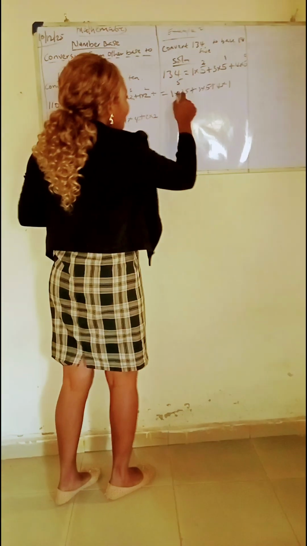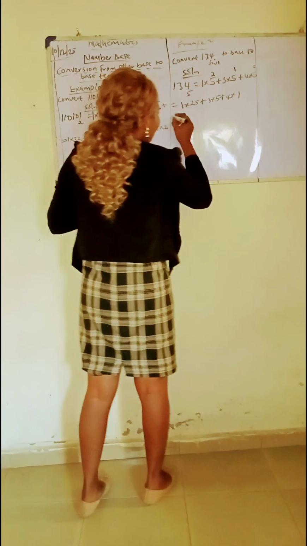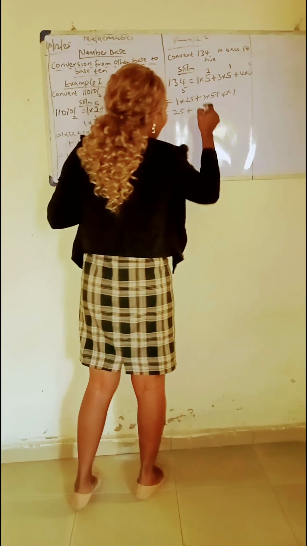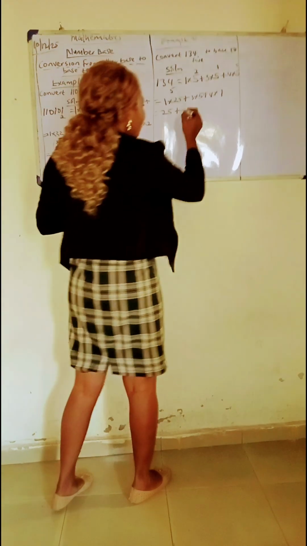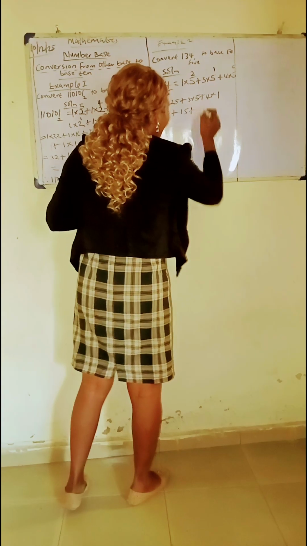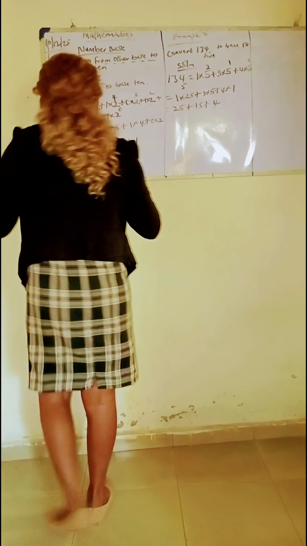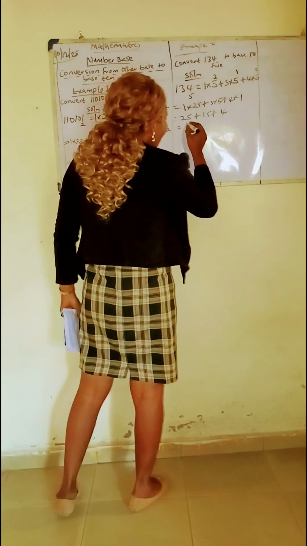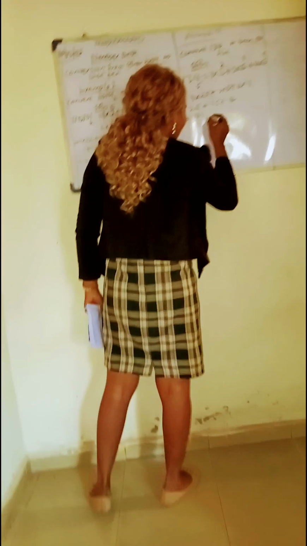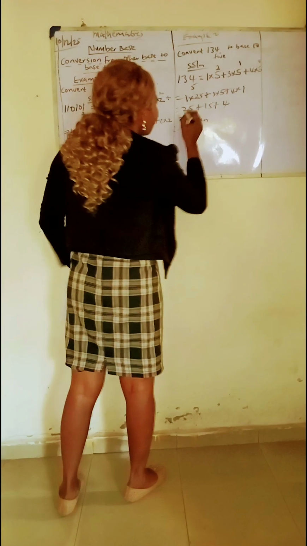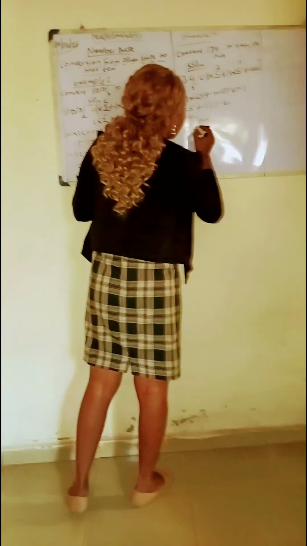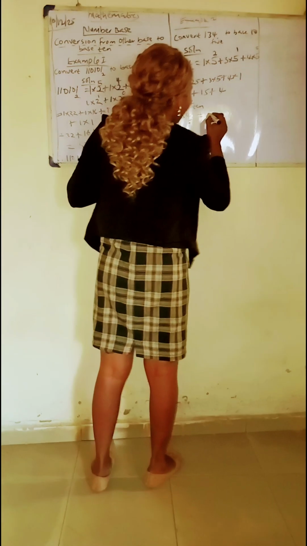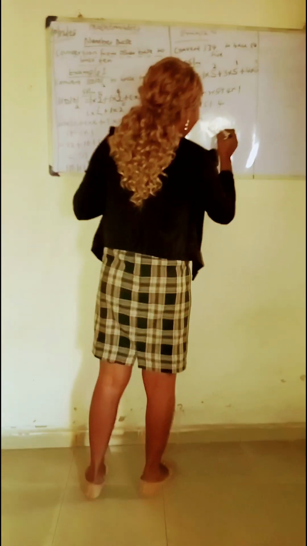Then we times 1 times 25 will give us 25. Plus 3 times 5 will give us 15. Plus 4 times 1 will give us 4. So we add up 25 plus 15 plus 4 will give us 44 to base 10. So I'm going to say therefore 134 base 5 is equals to 44 to base 10. So that is our answer.